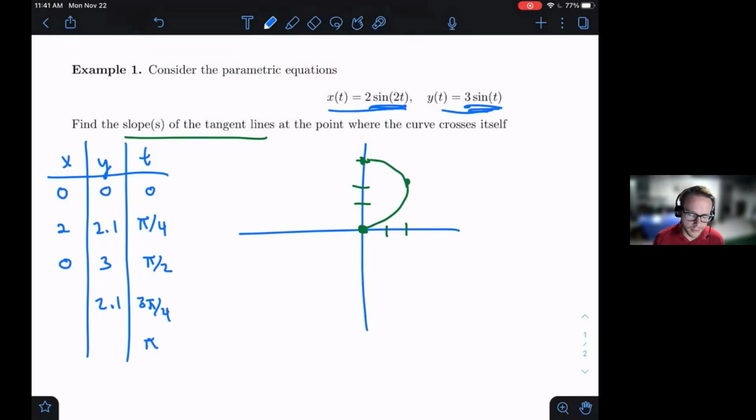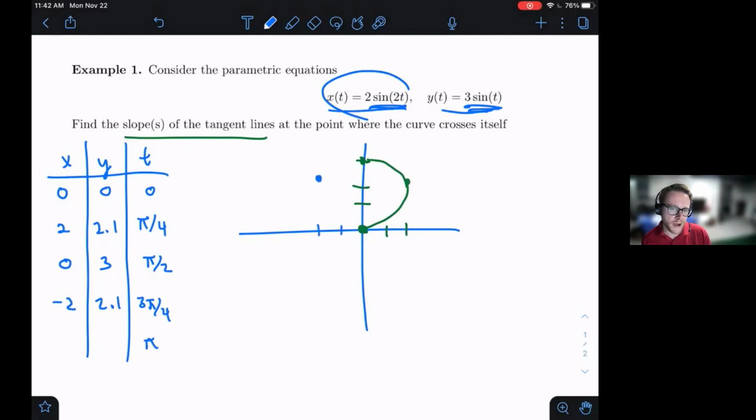And now when we plug in 3 pi over 4 into my x values here, again, when I multiply that by 2, I'm going to get 3 pi over 2. So sine of 3 pi over 2 is going to be negative 1. Multiply that by the 2, we're going to get negative 2 here. And so that's why it's going to be over here. X value of negative 2, y value of 2.1.